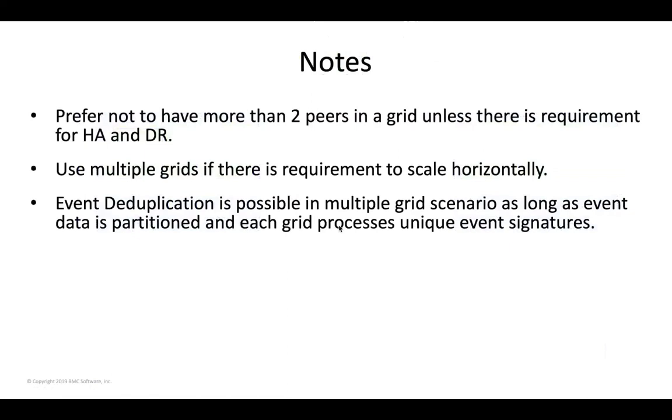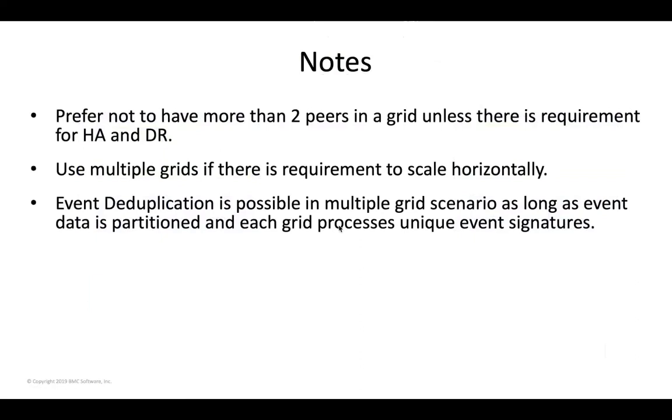So we always ask the question, if some customer says, okay, I have 4 peers in my setup, the first question we ask is, why do you need 4? And a lot of the times we hear the answer that it's because we need to run more jobs. So as you can see, if you want to run more jobs, having 4 peers in a grid is not the answer to it. You have to have different grids, maybe multiple grids is a better situation for you. Okay, so use multiple grids if there is a requirement to scale horizontally.